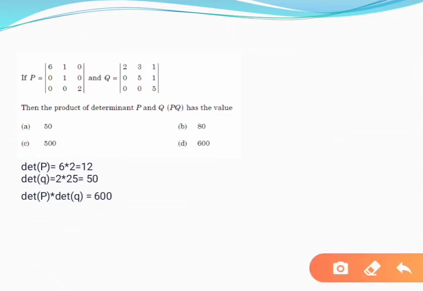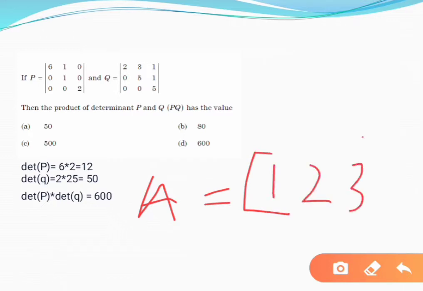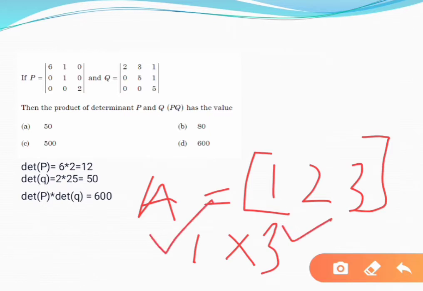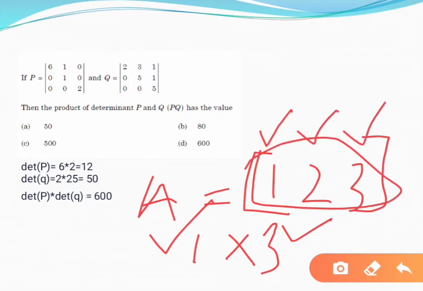That means, suppose A equals 1, 2, 3. It is called a row matrix of order 1 into 3. 1 into 3 means 1 is the row and 3 is the column. 1 is the row, and 1, 2, 3 makes 3 the column. Okay.